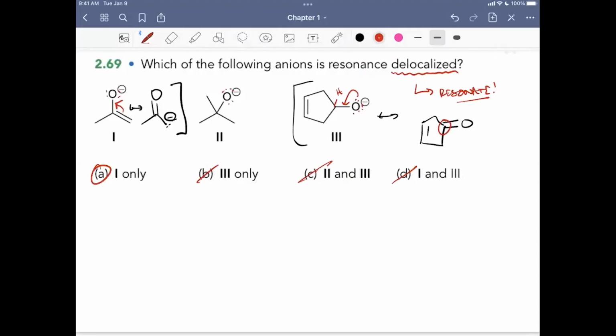So again, ask yourself, can these structures resonate? That will lead you to the correct answer.